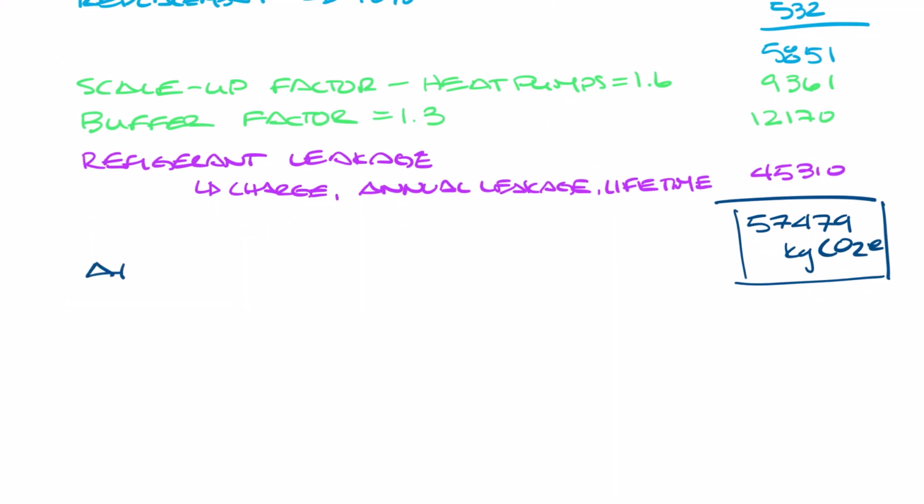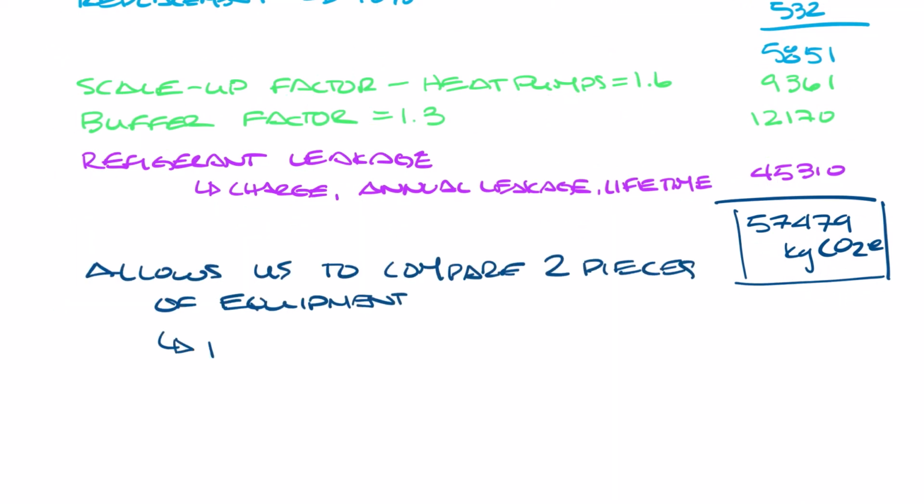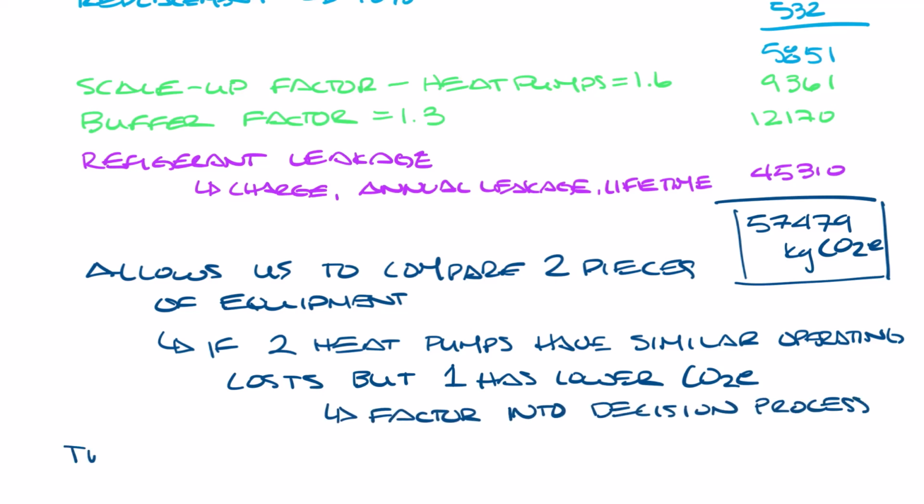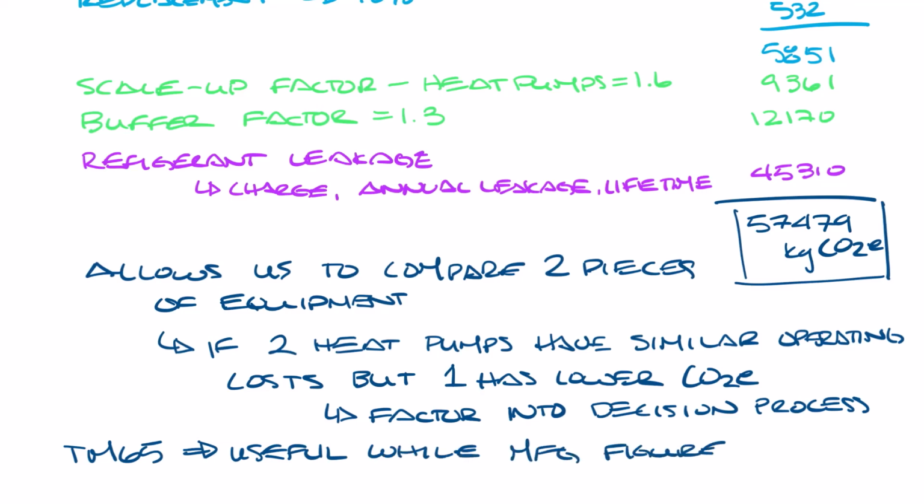So what do we do with this number? This number allows us to compare two pieces of equipment. For instance, if two heat pumps have similar operational costs, but one has significantly lower embodied carbon, we can now factor that into our decision-making process. So this makes TM65 useful while manufacturers are trying to figure out how to do EPDs.